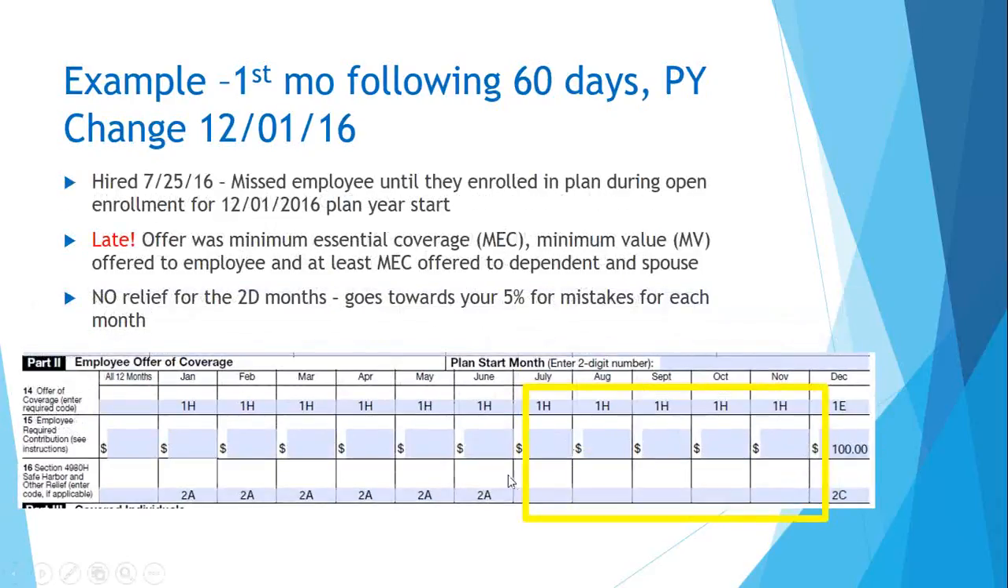In this example, same hire date, but the employee was missed. So this is what I was talking about, where you lose that protection of that 2D code from July, August, September, and then they were never offered in October or November because they were missed, but they were caught in open enrollment, so they were then offered a plan starting December 1st, and so that information is here.